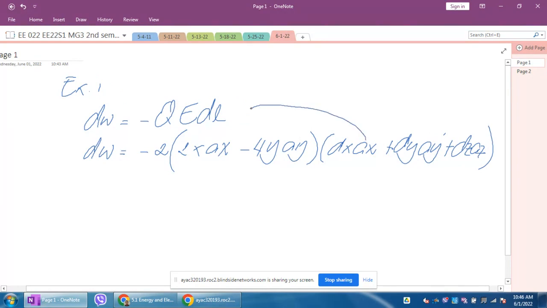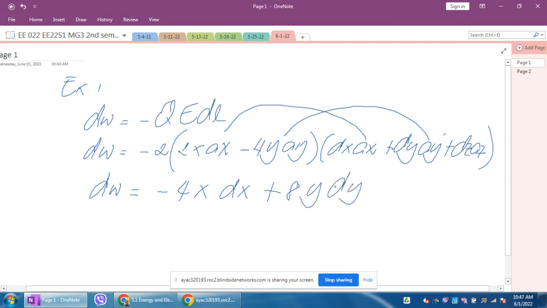Alam po natin that if we take the dot product of ax, that will be 1, ay, that will be 1. So, dot product ng different unit vector, 0 na po. No? So, 0 na po yun. So, ano na lang yung matitira natin? So, we have dW is equal to, so this becomes negative 2 times 2, that's 4, x dx minus negative 2 times, this becomes positive 8y dy. Okay. So, ito na po yung ating working equation ngayon. No? This is our working equation.